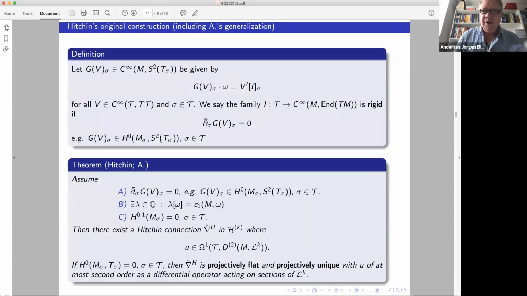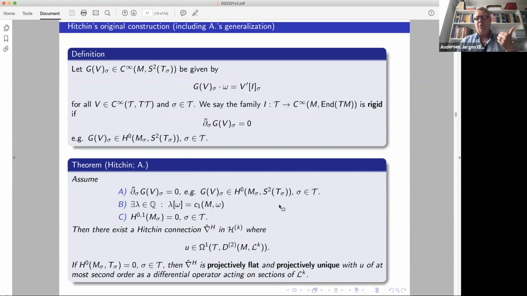So I want to remind you, what is rigidity? Well, if you look at the 1-0 part of the derivative of the complex structure, then you can always write that as some symmetric 2-tensor G contracted with omega. And rigidity means that this G is always holomorphic. And that is extremely restrictive for a family. It basically means the family cannot be deformed much, and that's why I used the word rigid.